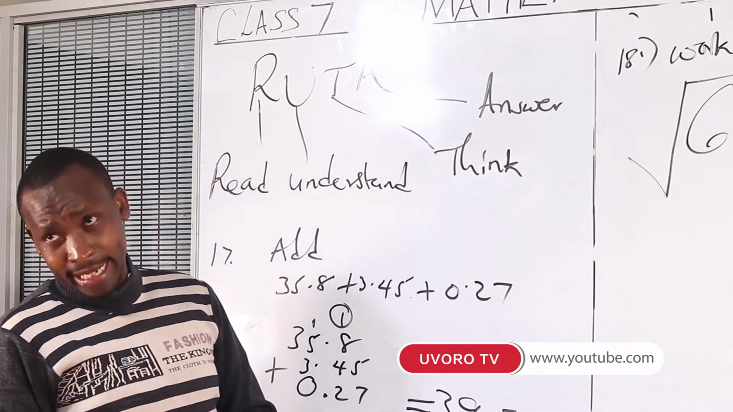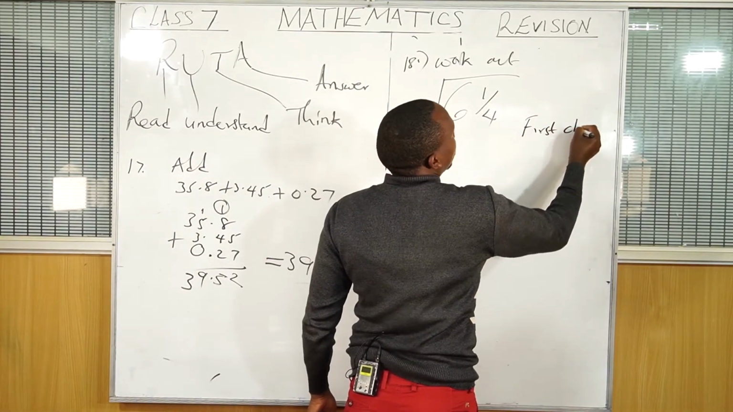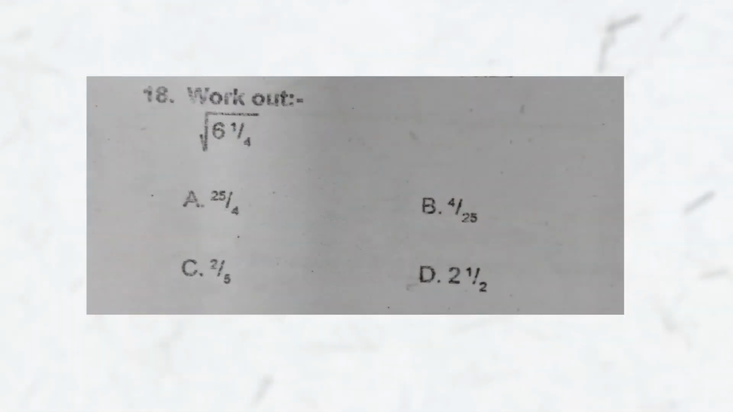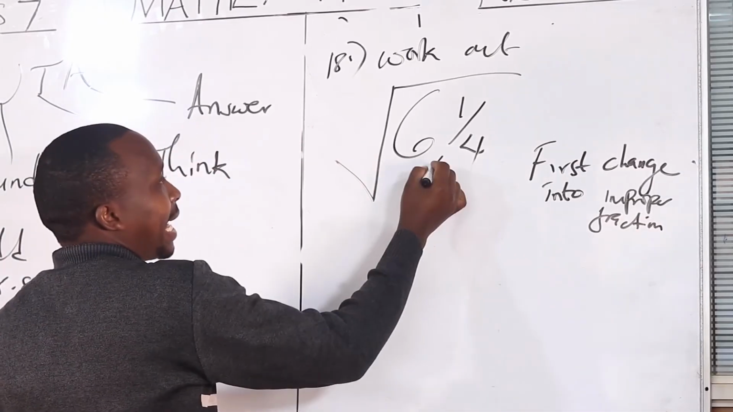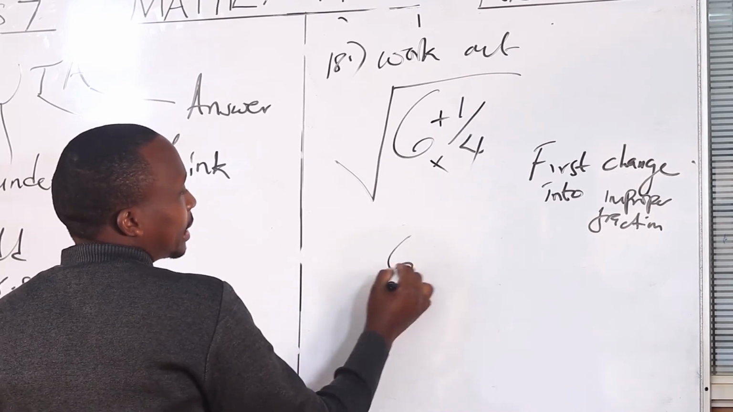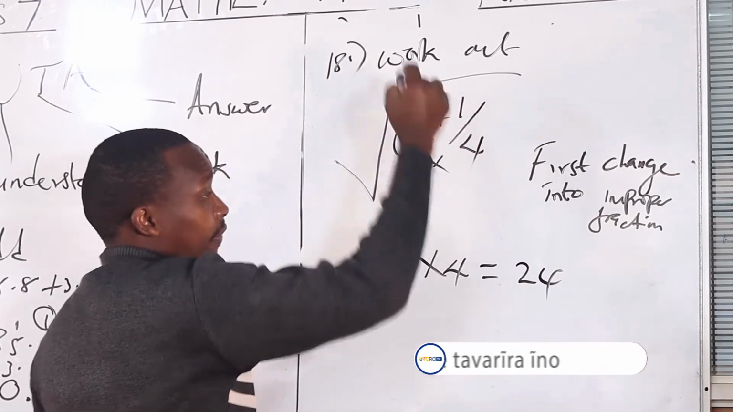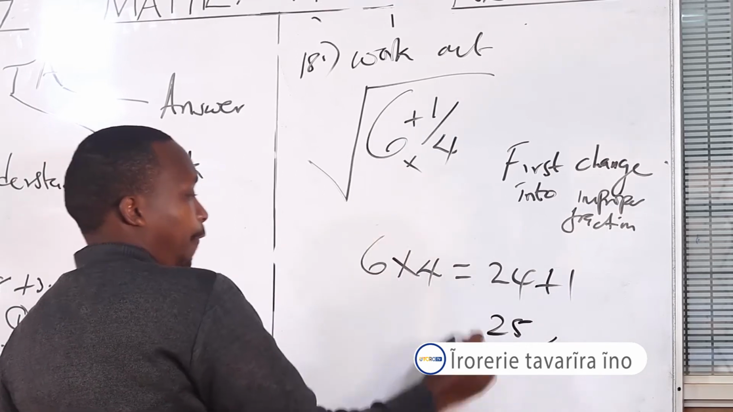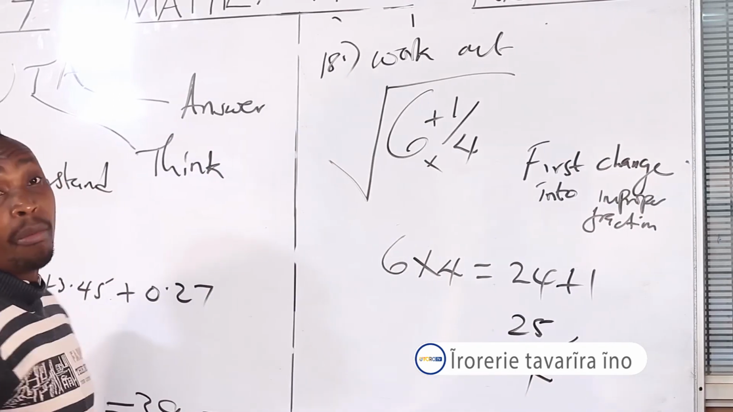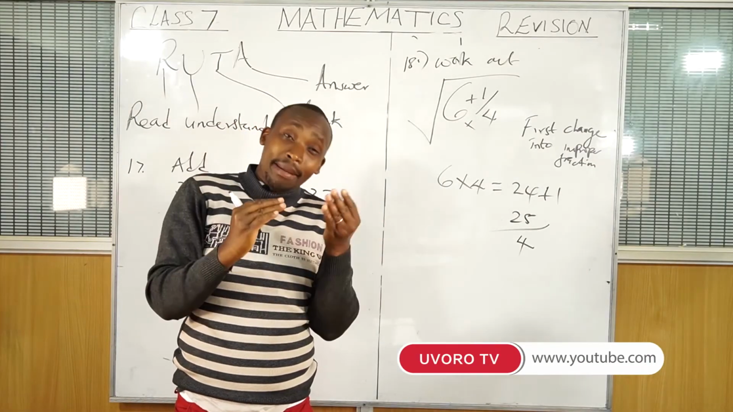Now, T for thinking. You must first change into improper fraction. Now, that is times, then you add 6 times 4. It is 24. You add the number that is here above. Plus 1, that is 25, all over 4. So you must find the square root of the number that is on top and the number that is below.